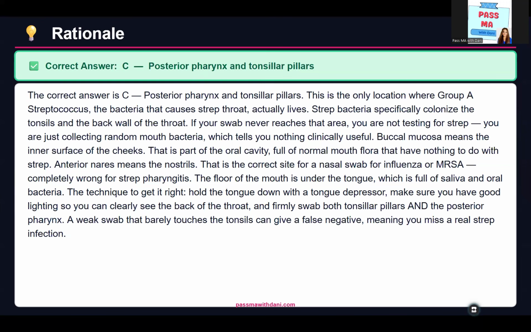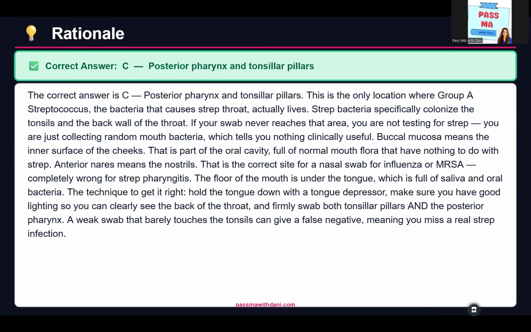Now, the posterior pharynx and the tonsillar pillars, this is the only location where strep, the bacteria that causes strep throat, actively lives. Strep bacteria specifically colonizes around the tonsils and the back wall of the throat. If your swab never reaches that area, you're not testing for strep. You're just collecting random mouth bacteria. Because remember, we naturally have bacteria all over our mouth, tongue, inside of the teeth, even around your teeth.